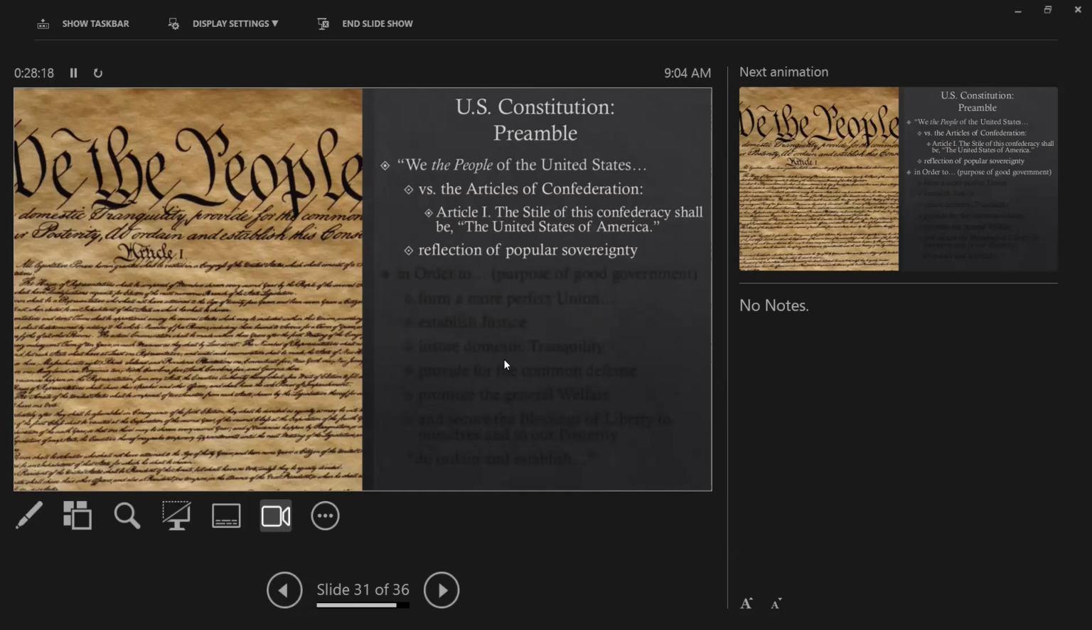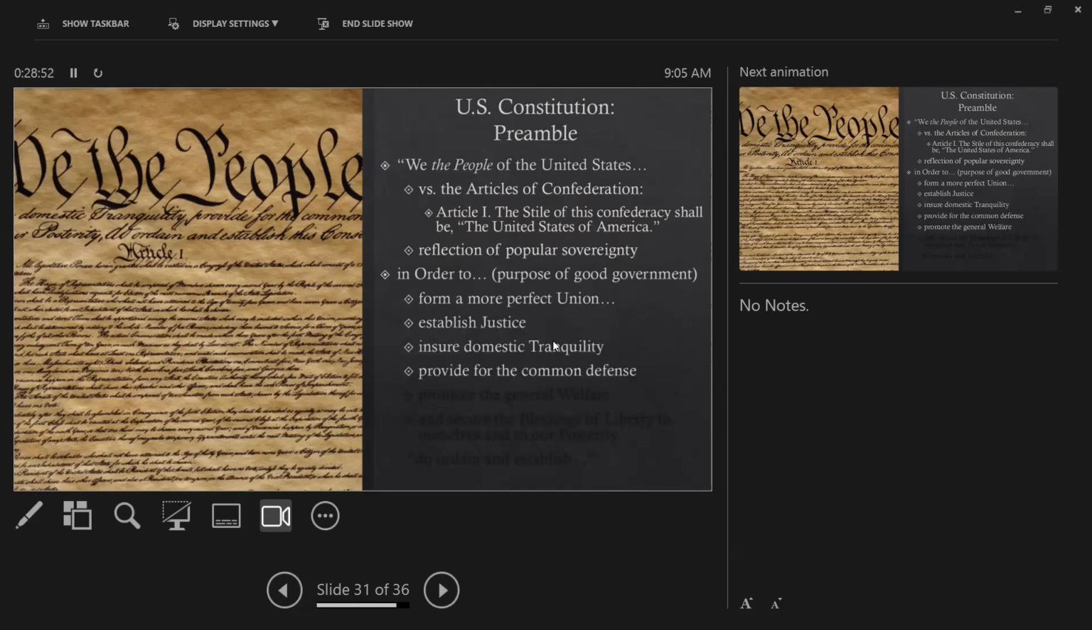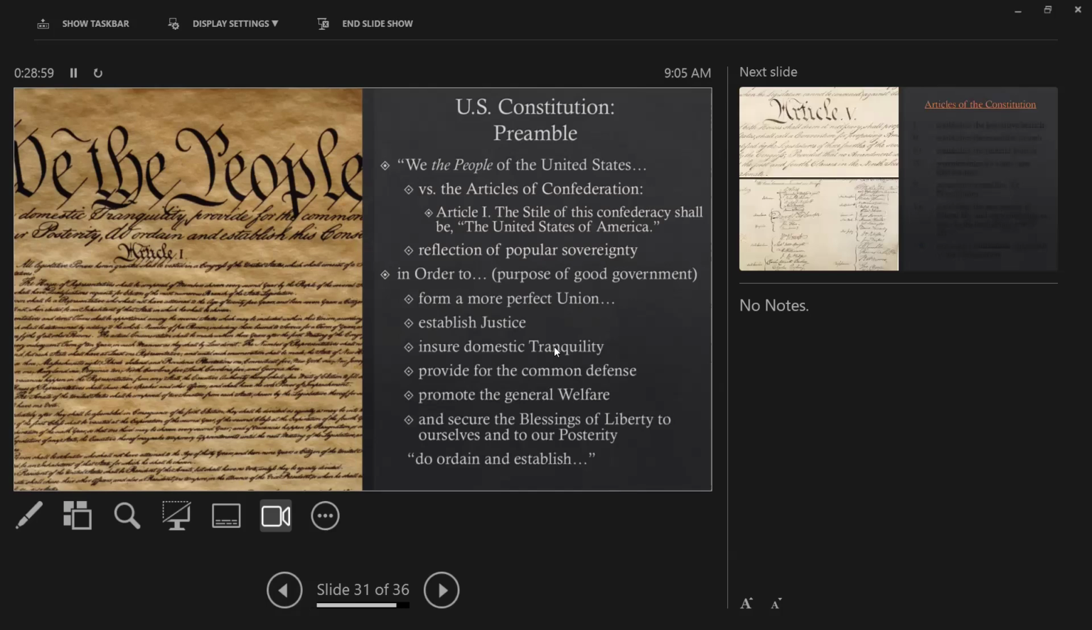The rest of the preamble is a statement of the purposes of government and what the founders believed was the purpose of any good government, what it ought to do. So they say, we, the people of the United States, in order to form a more perfect union. So we are uniting in a better way. This is our second go at having a constitution and a national government. We're going to do better this time, a more perfect union, which will establish justice, ensure domestic tranquility, provide for the common defense, promote the general welfare, and secure the blessings of liberty to ourselves and to our posterity. And that's what the preamble says.